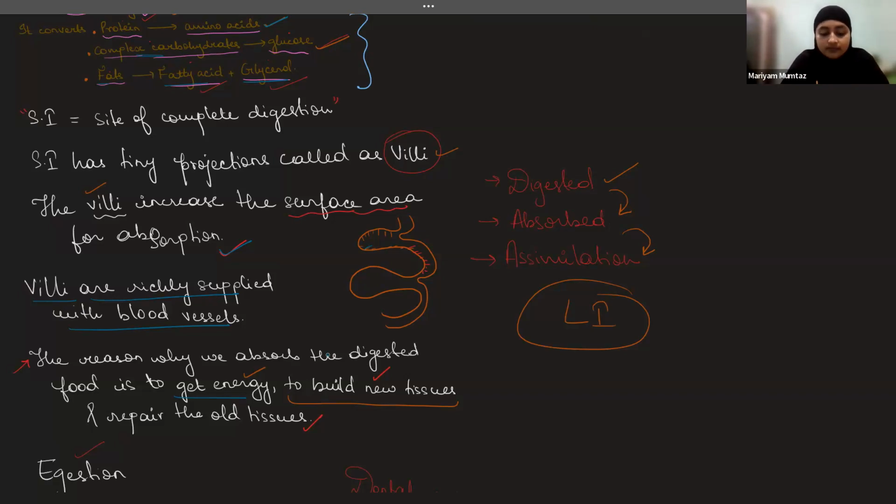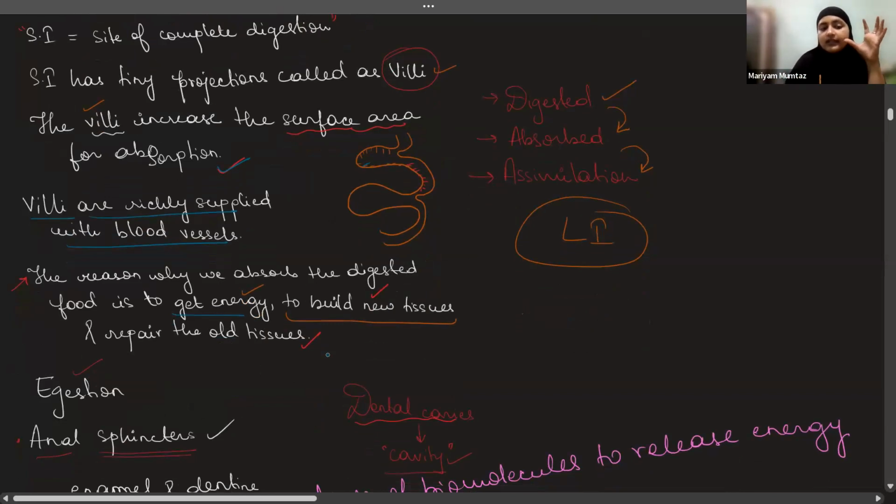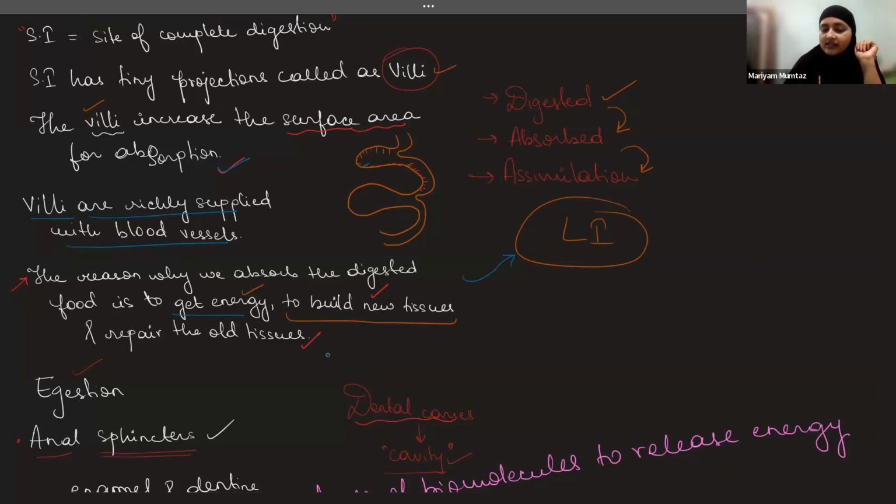Ma'am, because it secretes salivary glands, so it wets the food. The enzyme salivary amylase is secreted there. And as I told you, 30% of carbohydrate is digested in the mouth only. So, the digestion process starts in the mouth. Okay? Now, the food that has not been digested moves into the large intestine.